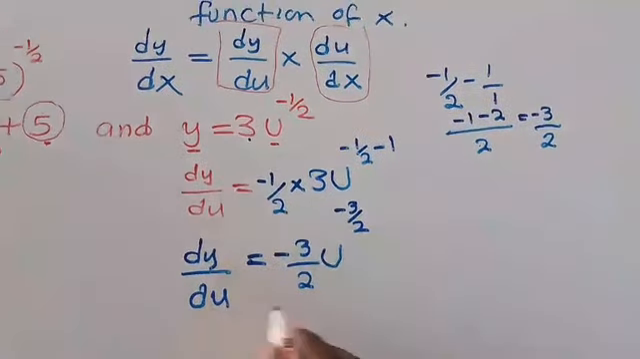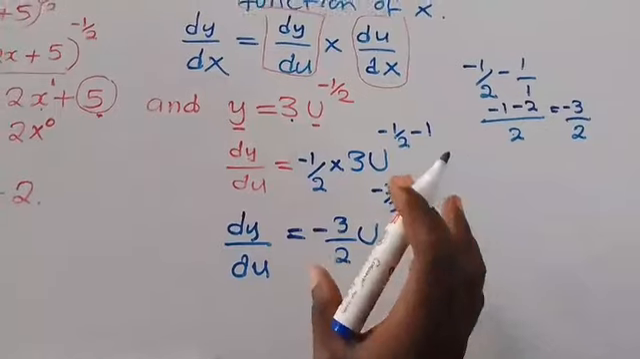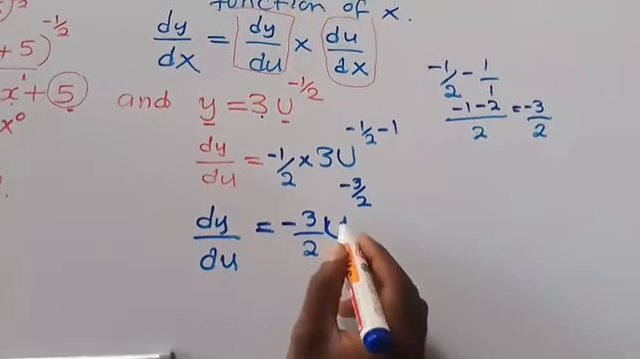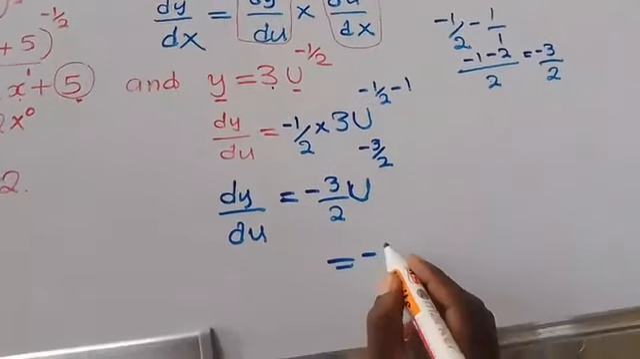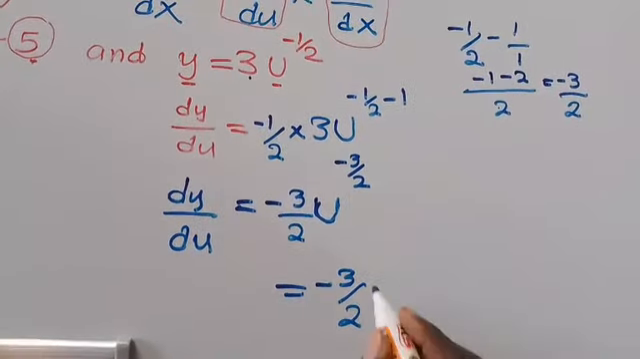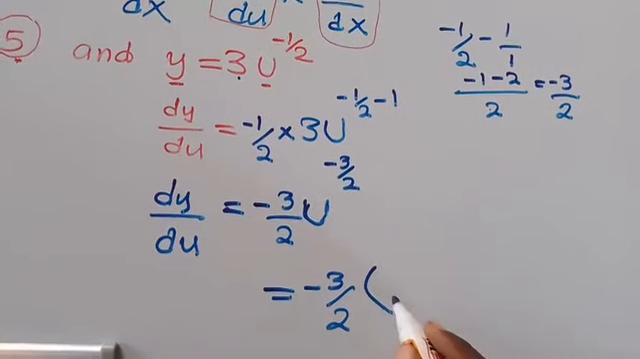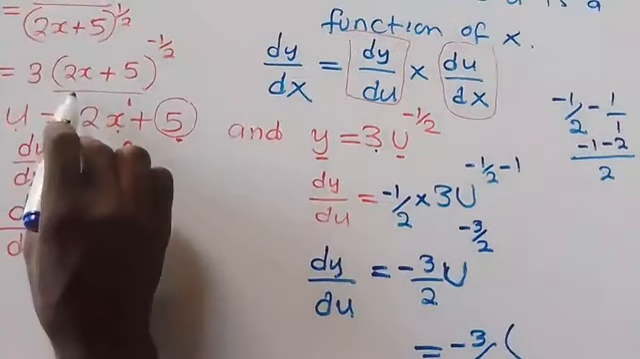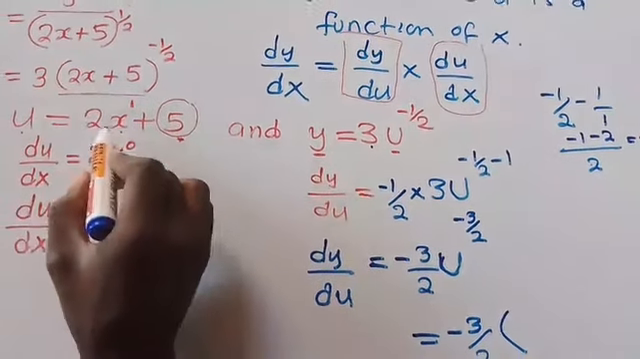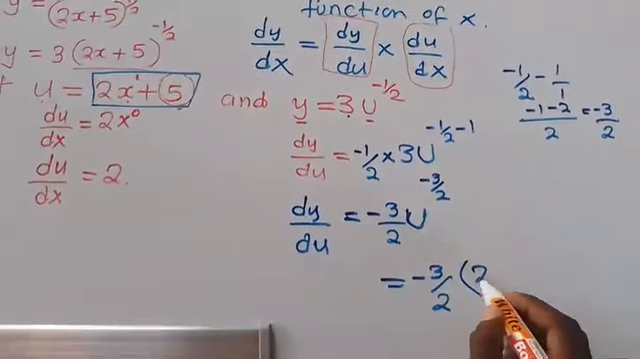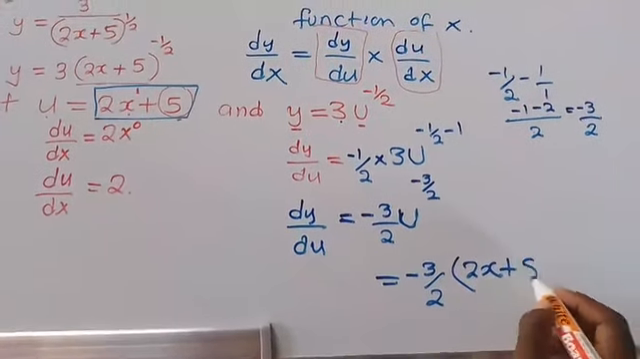I've got this expression now. So since I've got these two, where there is u here, I know that this can also be written as negative 3 over 2, like this, then u there. What is your u? u is this one, 2x plus 5. I said u is equivalent to that. So u is 2x plus 5, like this.